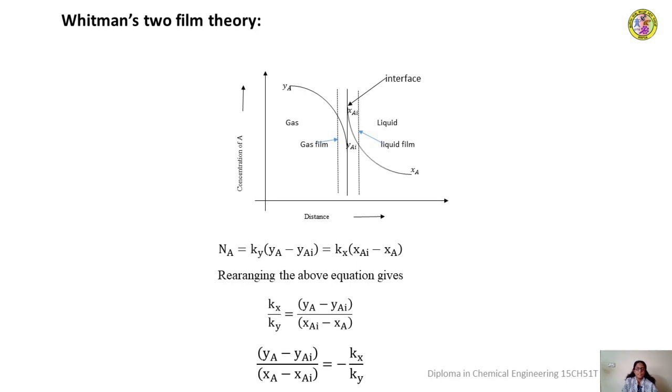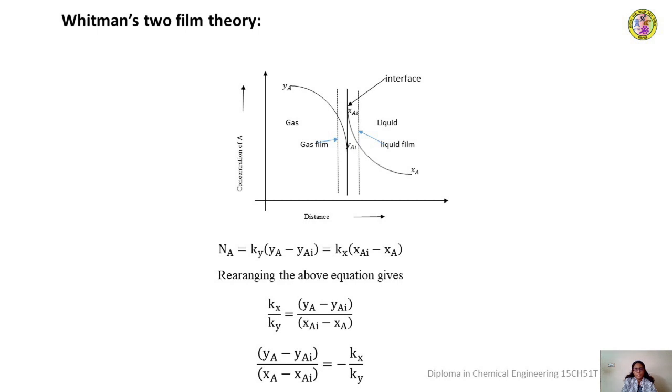Let us now study one theory called Whitman's two-film theory, which was proposed to explain the mechanism of mass transfer that occurs in an interface mass transfer process. So Whitman stated that two hypothetical films that exist on either side of the interface between the two phases are the ones where the entire resistance to mass transfer exists. So this is the theory called Whitman's two-film theory.